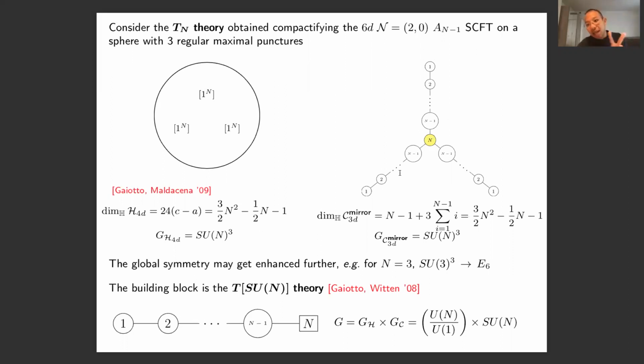If you look at each leg of the star, it comes from the T[SU(N)] theory. This was introduced by Gaiotto and Witten. And this is the symmetry of the theory: it's U(N) mod U(1) times SU(N).